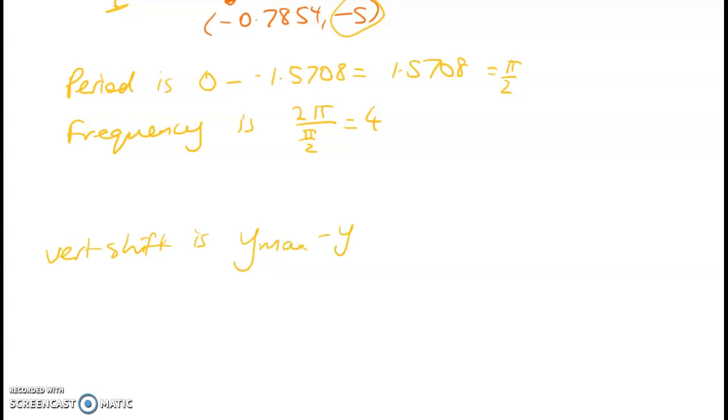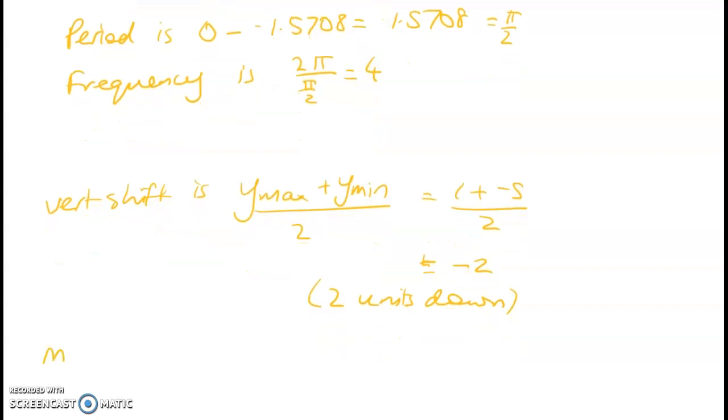So it's y max minus y min, so it's the midpoint of those two. So it's 1 plus negative 5 over 2, which is negative 4 over 2, which gives me negative 2. So 2 units down. There's no horizontal shift, right? And that's because the maximum is at x equals 0. So there's no horizontal shift for a cosine model.